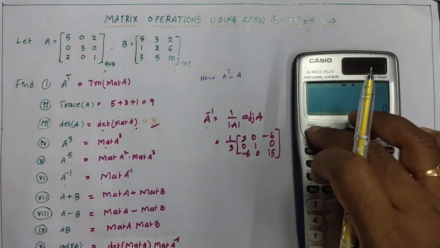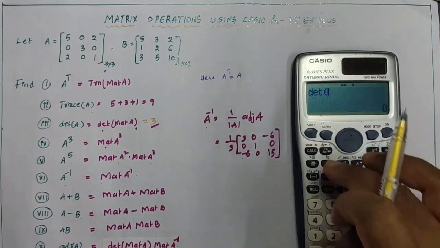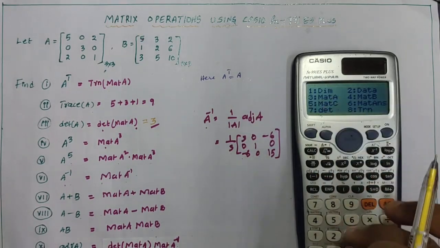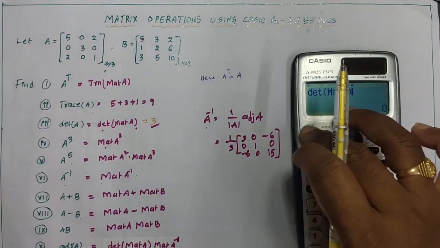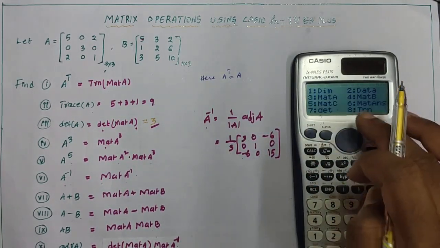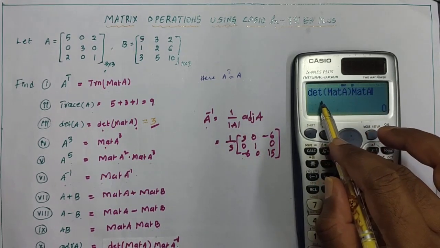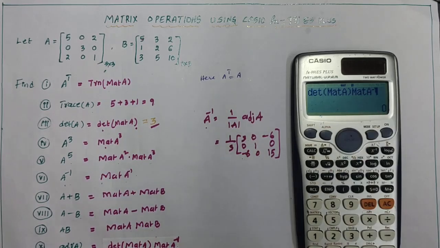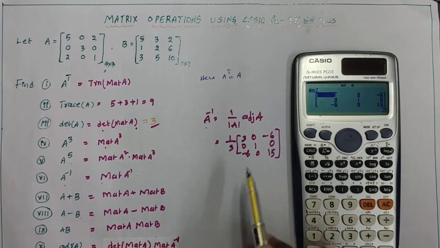Now I am going to the matrix operation mode. Here 7th one is the det. Once again I am pressing the shift and button number 4. Det of mat A into mat A inverse. Once again I am going to the matrix operation mode. 3. On the screen we got the det of mat A into mat A. We require A inverse, mat A inverse equal to. These are the elements of the adjoint of A, 3, 0, minus 6 and so on.